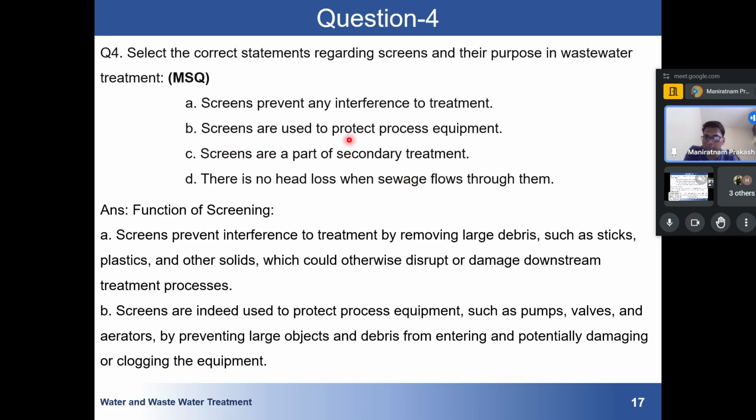Screens are a part of secondary treatment. No, it's not part of secondary, it is part of preliminary treatment. There is no head loss when sewage flows through them. This is also incorrect. So the only correct options are A and B.